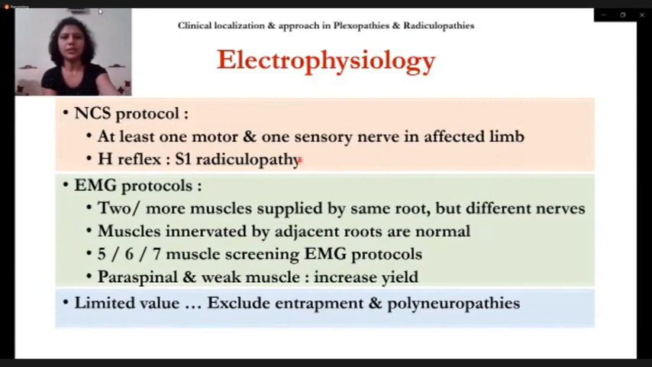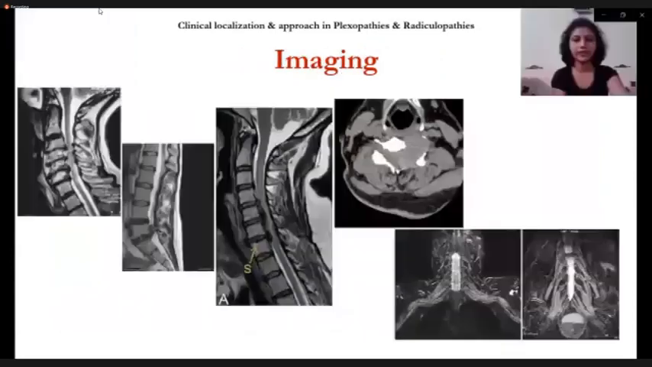Anyway, at least one motor and one sensory nerve in the affected limb has to be studied, and there are several screening EMG protocols that involve 5, 6 or 7 muscles that have been described to confirm radiculopathy as well as to exclude polyneuropathy and other peripheral nervous system localizations. Whatever be their value, they help to exclude entrapment neuropathies and generalized polyneuropathies.